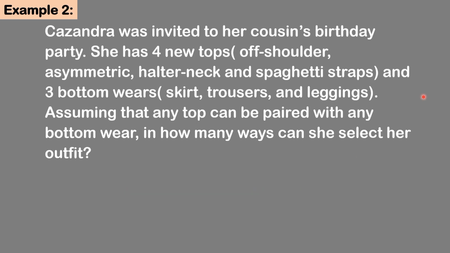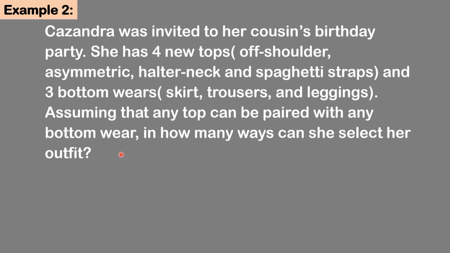Example 2. Cassandra was invited to her cousin's birthday party. She has 4 new tops, that is off-shoulder, asymmetric, halter neck, and spaghetti straps, and 3 bottom wears, which are skirt, trousers, and leggings. Assuming that any top can be paired with any bottom wear, in how many ways can she select her outfit?